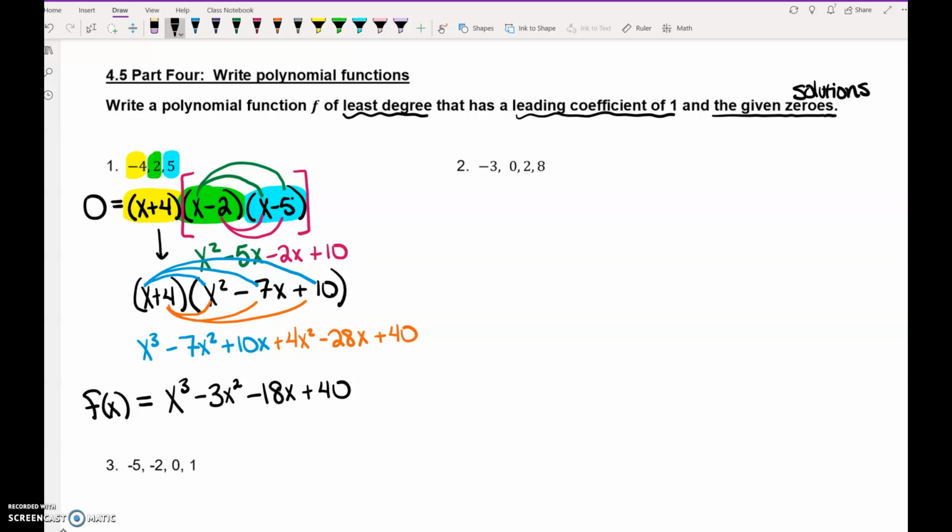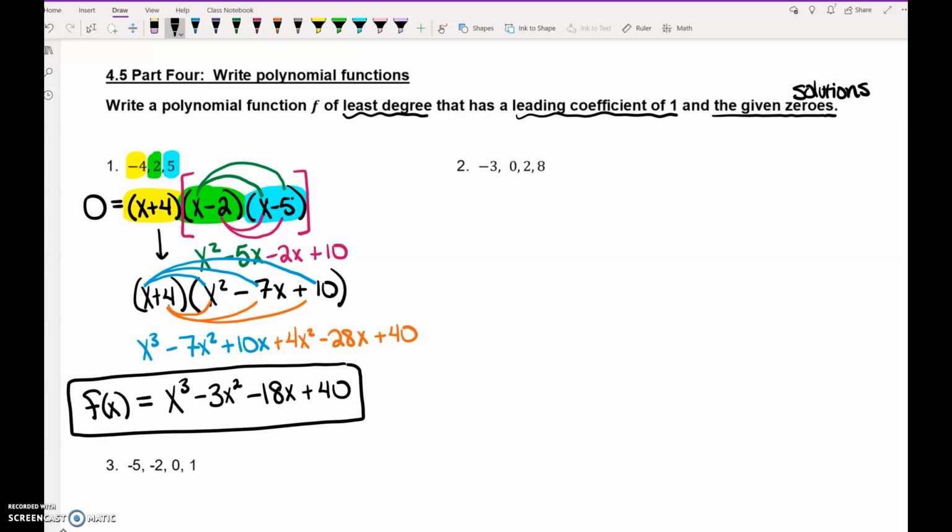Leading coefficient of 1. Again, don't stick anything extra in here. As long as you don't have any numbers in front of any of these parentheses, you'll end up getting 1x to the third in front, and that's a leading coefficient of 1. So these directions are basically just saying, don't stick anything extra in here that is not needed. And name it f. So put f of x in front of your answers.